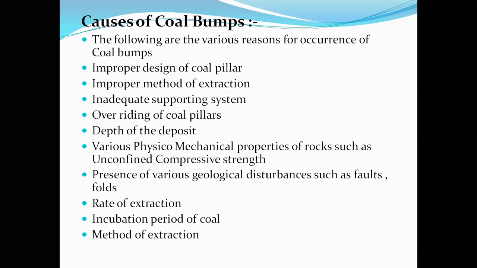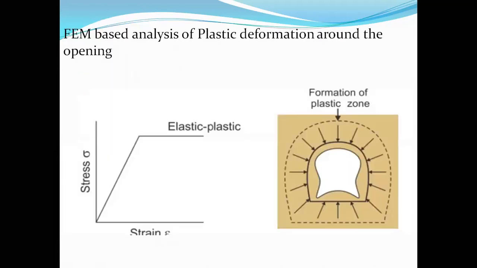Next, the pillars which you have developed must be extracted in a proper sequential manner so that we can effectively control the behavior of the overlying strata. So the second factor that influences the cause of coal bumps is improper method of extraction. Next one is inadequate supporting system. So what exactly is this one here? Look at here.